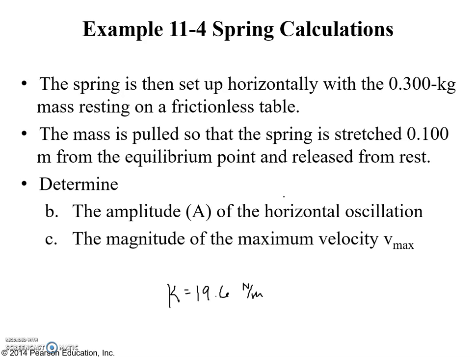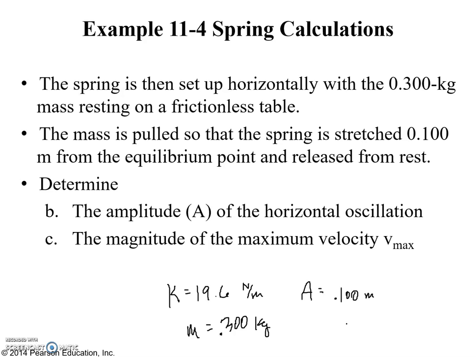We're going to need to know that in order to investigate this simple harmonic oscillator. So the mass of the box, again, is still the same 0.300 kilogram. We're going to pull it and stretch it out 0.100 meters and then release it. So that's going to be the amplitude. The amplitude that we stretch this out is going to be 0.100 meters.